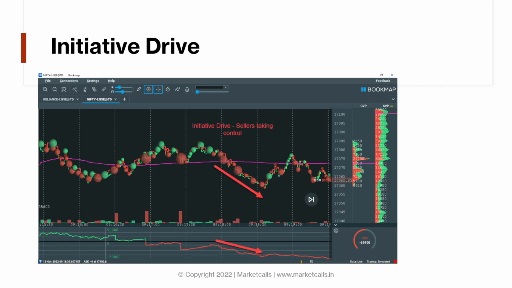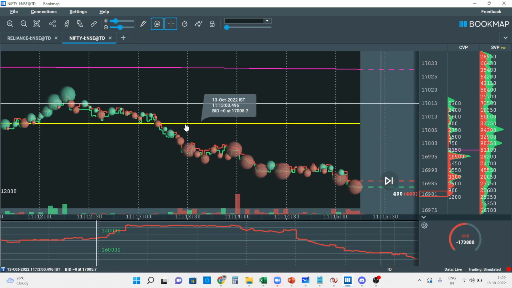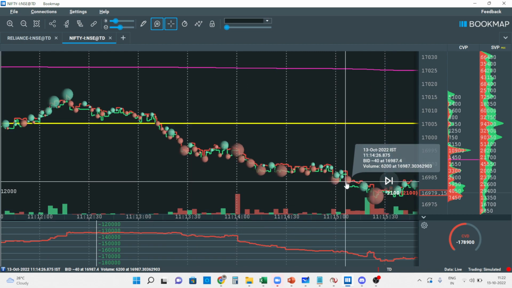All right, let's try to understand a concept called initiative drive. Initiative drive is when sellers take active control in the market. In this example, you can see the sellers are pushing the price down. On the downside, at the bottom of the chart, there's a metric called cumulative volume delta, CVD. If I show you from my charts here, you can see the CVD is at around 17,800. Sellers are getting more aggressive for the day. That is what the bigger picture is all about.